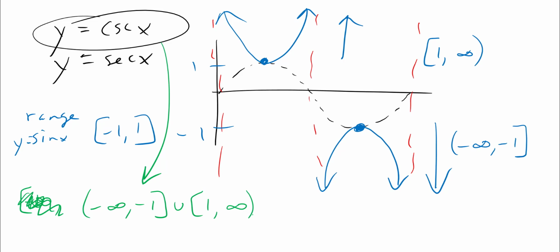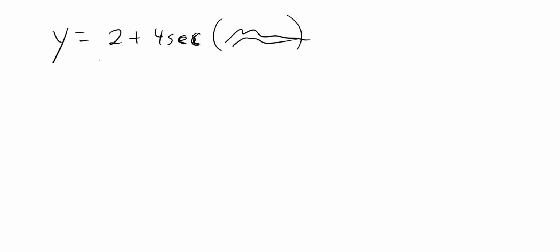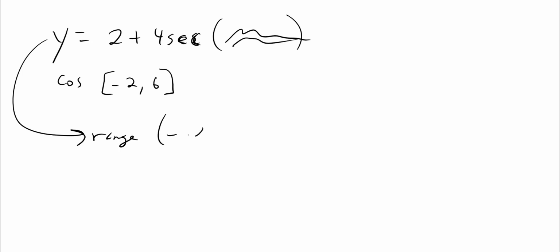Let me do another example here before I get into the domain, because that's the more challenging thing here. So if I said y is equal to 2 plus 4 secant, it doesn't matter what's inside the secant. So again, let's look at cosine, and we know cosine, if you're at 2 and you're going down 4, is between negative 2 and it's going to go up to 6. So for this graph, the range is going to be from negative infinity to negative 2 bracket union bracket 6 to infinity. Okay, so again, range is super easy as long as you know what the cosine is and the sine is. You're easy for the secant and cosecant.